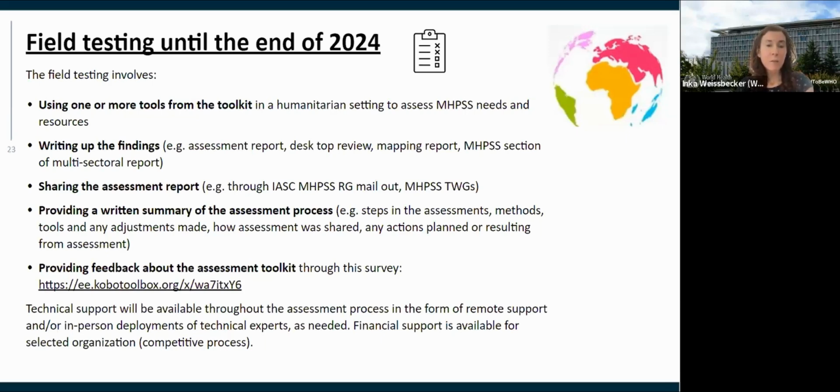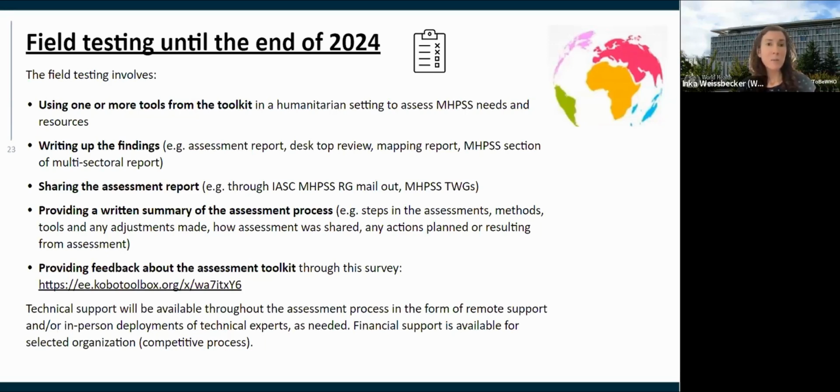And then, of course, providing some information about the assessment process, like what steps have you taken? Have you adapted any tools? How was the assessment shared? And especially any actions planned or resulting from the assessments. Assessment always needs to lead to action. We never just want to assess for the sake of it. And we actually should know what actions we could possibly take beforehand so that we make sure whatever data we collect can be turned into action at the end. So that's what field testing would mean, and of course, filling out the survey.